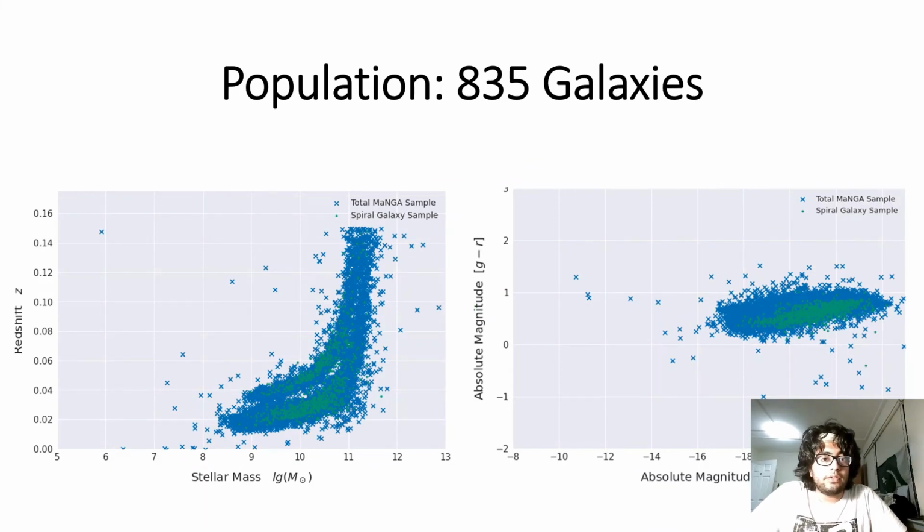From the 10,000 MaNGA galaxies, we select 835 galaxies with clearly defined spirals, and we put these galaxies onto the overall MaNGA sample of 10,000 galaxies. Over here, we overlay our sample in green over the 10,000 MaNGA galaxies in blue, both in the redshift z versus stellar mass space, and the absolute magnitude g minus r versus i space.